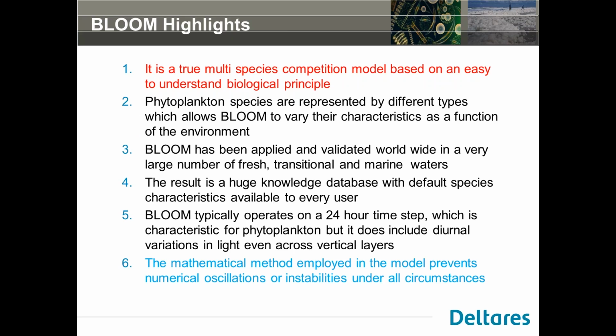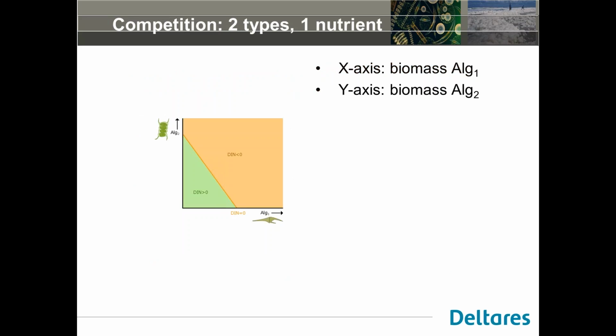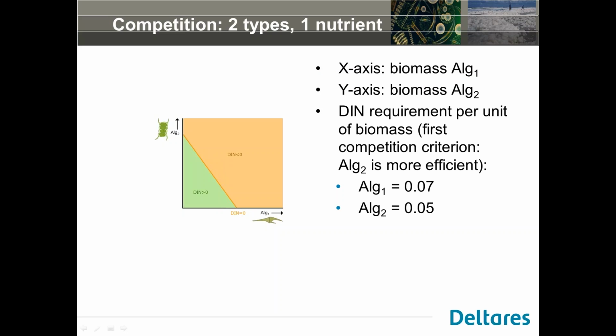So we will now take a closer look at how this competition principle actually works, because it's really important to understand this in order to understand how blooms work. So we start with a very simple case where we have two types and they compete for one nutrient. On the x-axis is the biomass of algae 1, and on the y-axis is the biomass of algae 2. And we look at one particular nutrient, dissolved inorganic nitrogen, which is the sum of nitrate and ammonia.